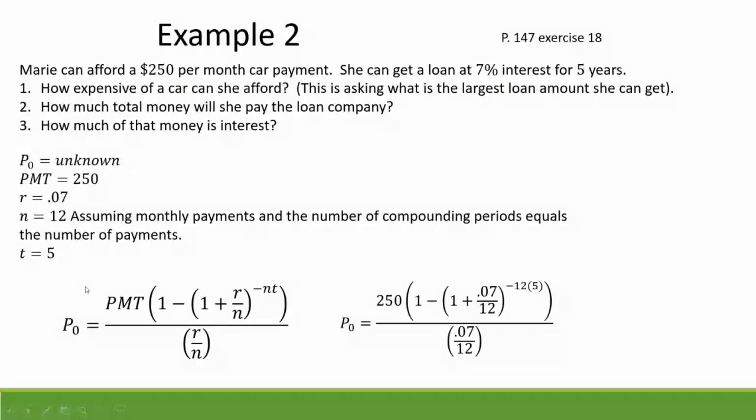It's 7% interest for 5 years. So we have these questions: how expensive of a car can she afford? Really what they're asking is, what is the largest loan amount she can get? In other words, we want to know what P0 is in our formula. That's what we're looking for. And then we have two other parts: how much total money she'll end up paying the loan company and how much of that money is interest.